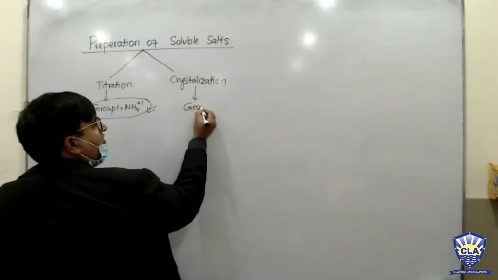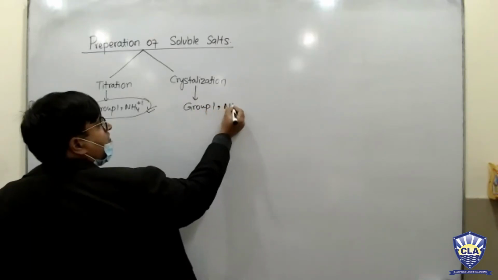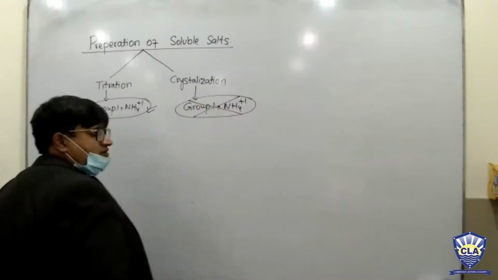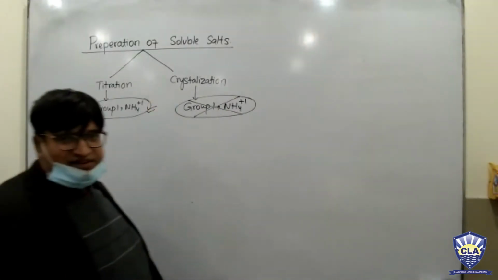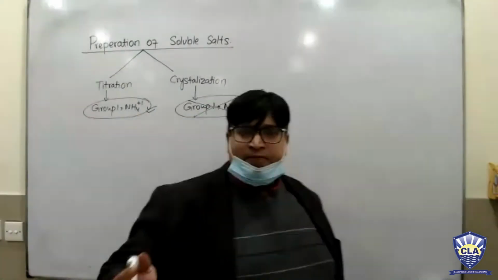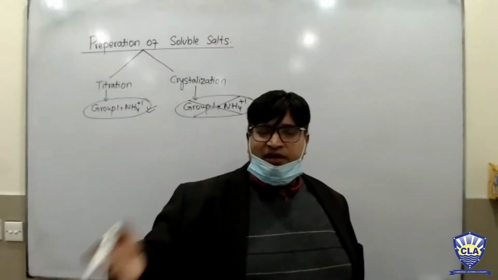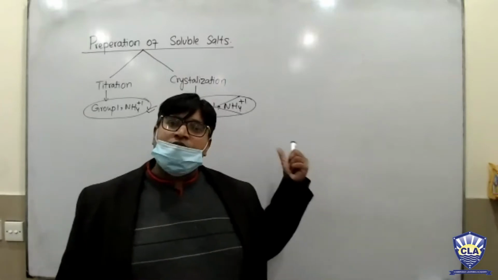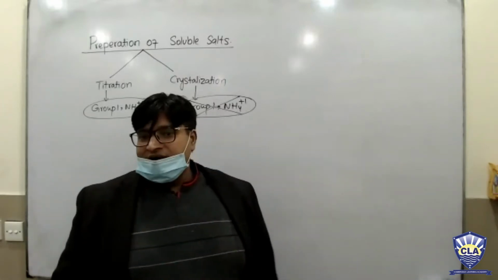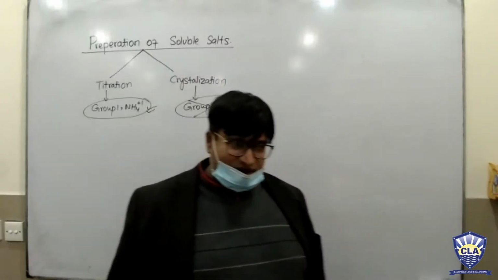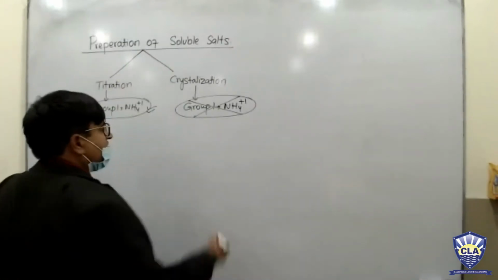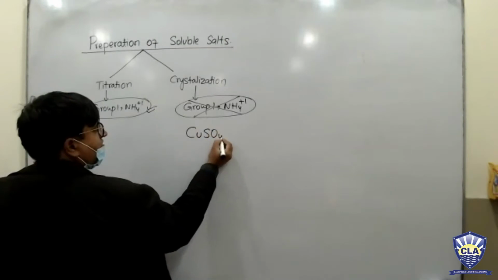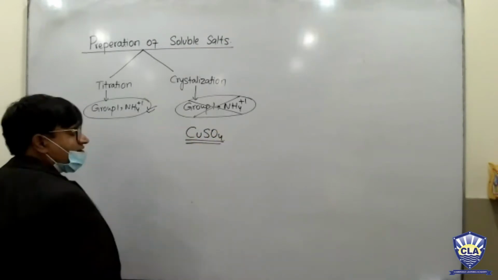So if group 1 and ammonium are not present within the salt, then you can use the crystallization method. Any metal from group 2, group 3, a transition metal, or any other metal except group 1, then you can use the crystallization method. Okay, so let's start with one salt. Let's suppose copper sulfate. We want to prepare copper sulfate.